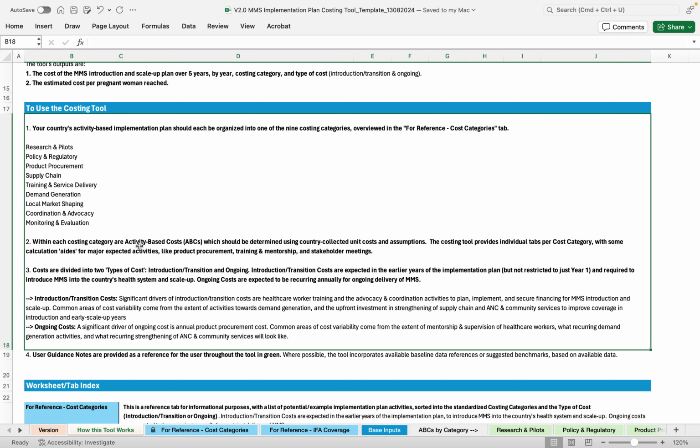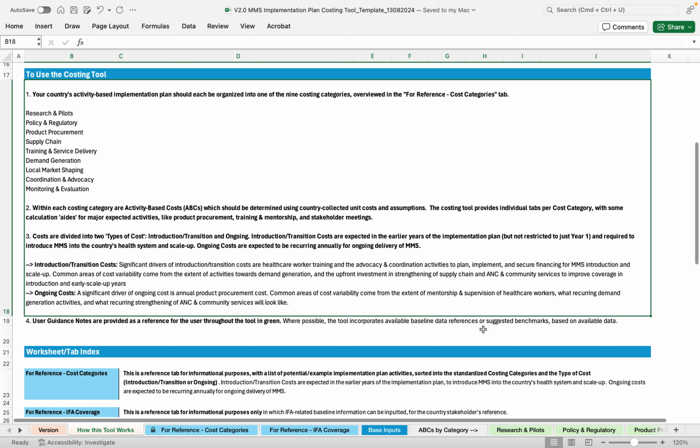And essentially, within each costing category, you enter activity-based costs, which are determined using your country collected unit costs and assumptions. And there are individual tabs per cost categories. And for some of these activities, we have inserted calculation aids, for example, around product procurement, training and mentorship, and stakeholder meetings to help simplify those calculations.